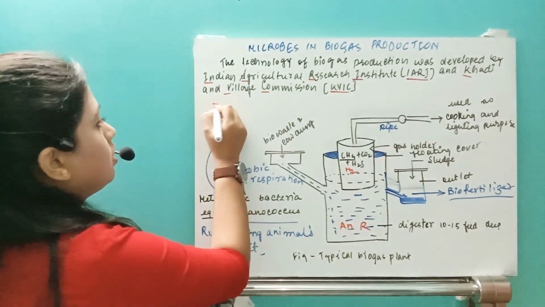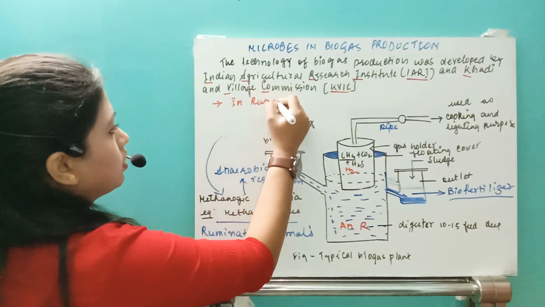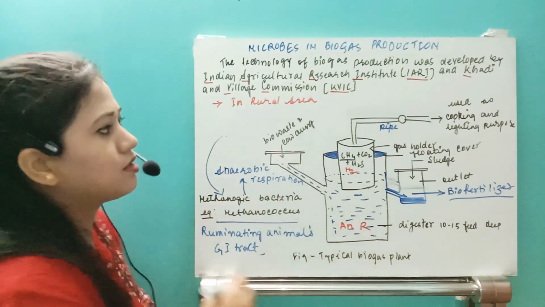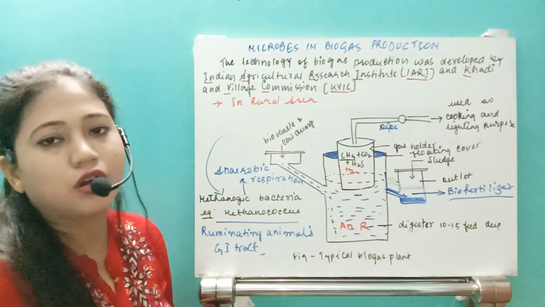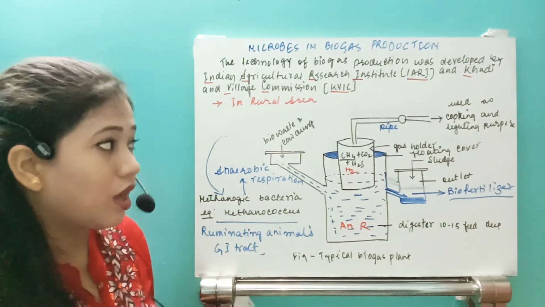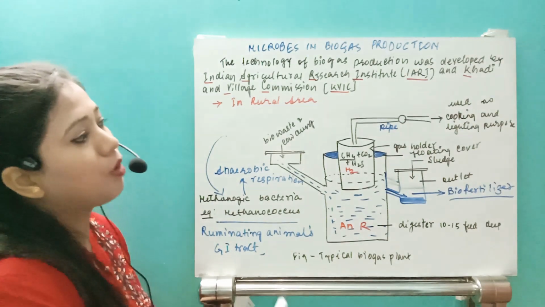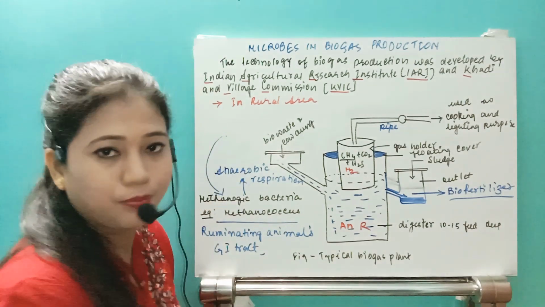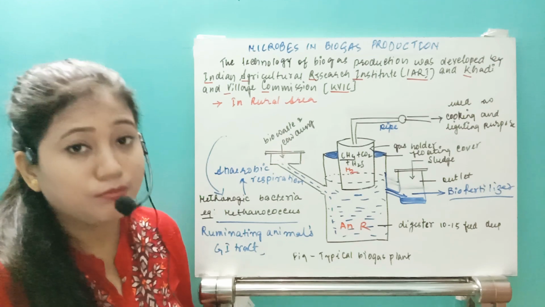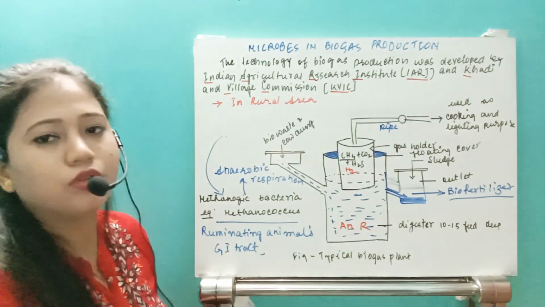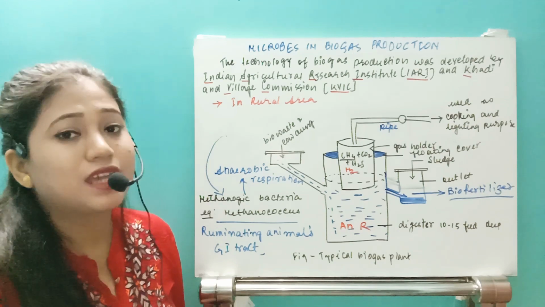It is generally found in the rural areas. In the rural areas only these plants are there. The government has developed and given this plant for household purposes. For household purposes, this biogas can be used as an alternate source for cooking and lighting. And in the rural areas cow dung is available, so this biogas can be used.